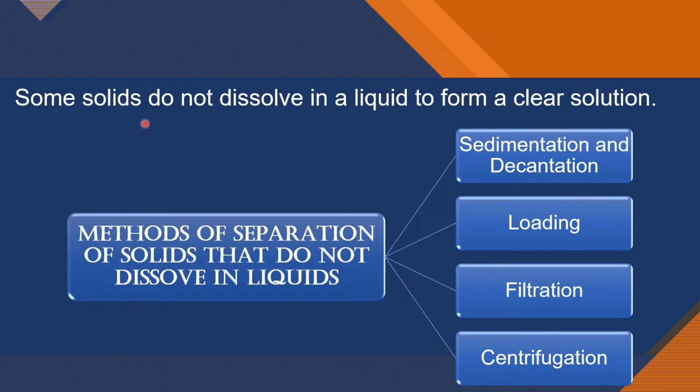Students, some solids do not dissolve in a liquid to form a clear solution. For example, tea leaves, chalk powder, sawdust, and pulses are all insoluble in water. The components of such mixtures can be separated by the following methods: sedimentation and decantation, loading, filtration, and centrifugation. In today's session, we will discuss sedimentation and decantation, and loading.